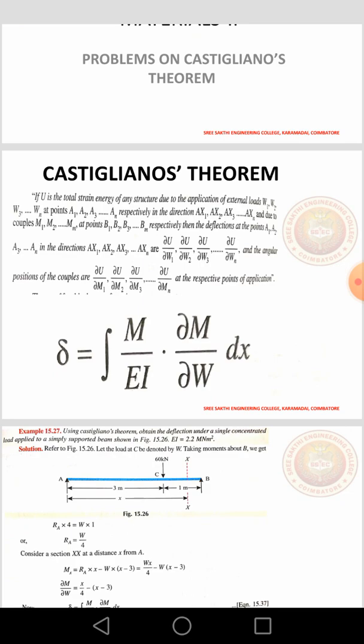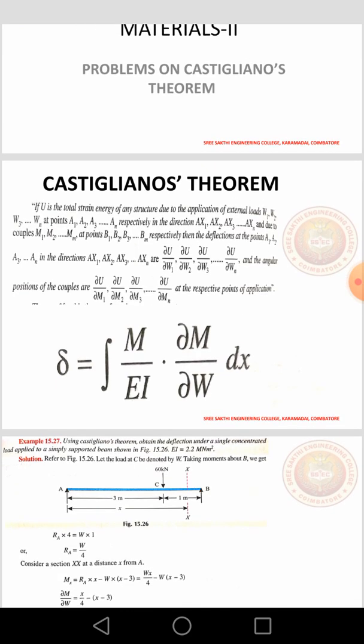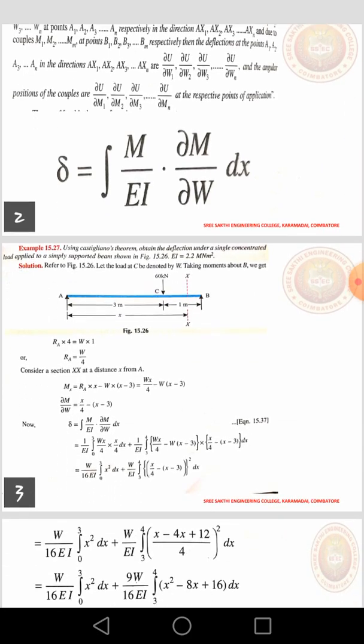Here the formula for finding the deflection under Castigliano's theorem is the deflection delta equal to the integral of M divided by EI into ∂M divided by ∂W dx. Here deflection delta is nothing but the vertical displacement of a point on a loaded beam. Okay, so now let us move on to the problem.